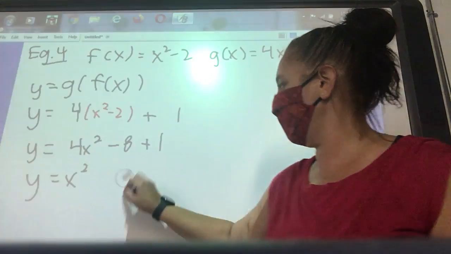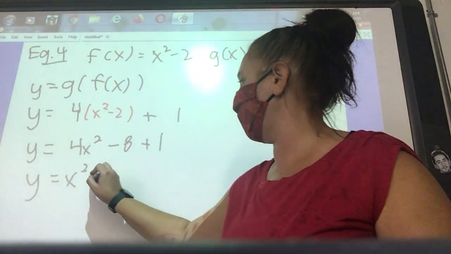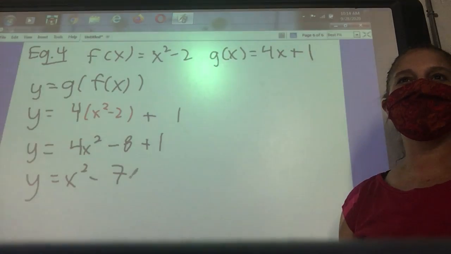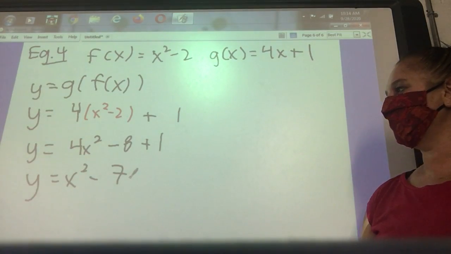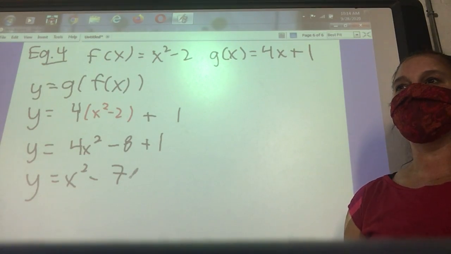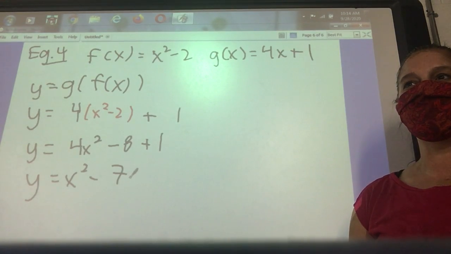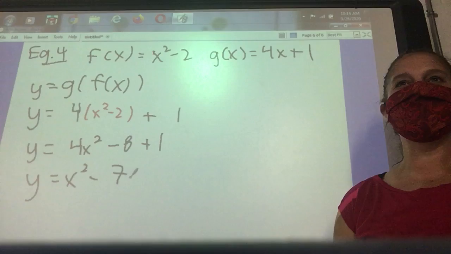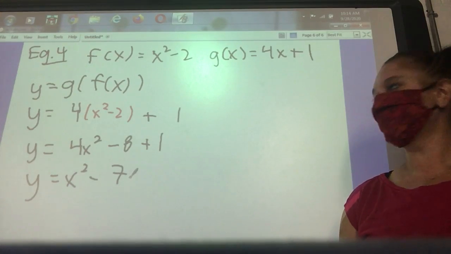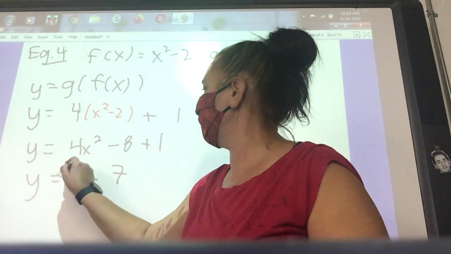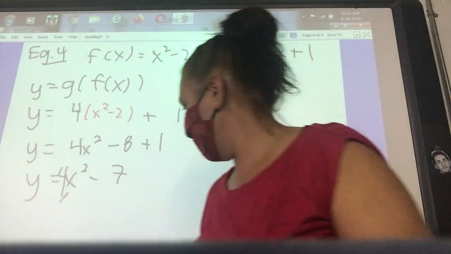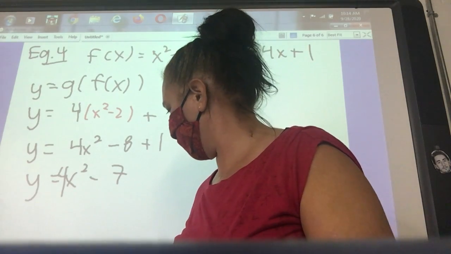4x squared minus 7. This is grade 11 pre-cal. What shape is 4x squared minus 7? That's a parabola shifted which way? Up, down, left, or right? Minus 7. Good. Oh, why did I lose the 4? 4x squared minus 7. So I have the graph there for you.